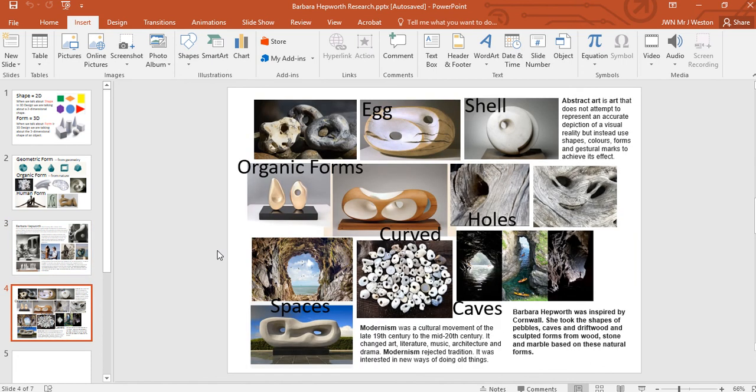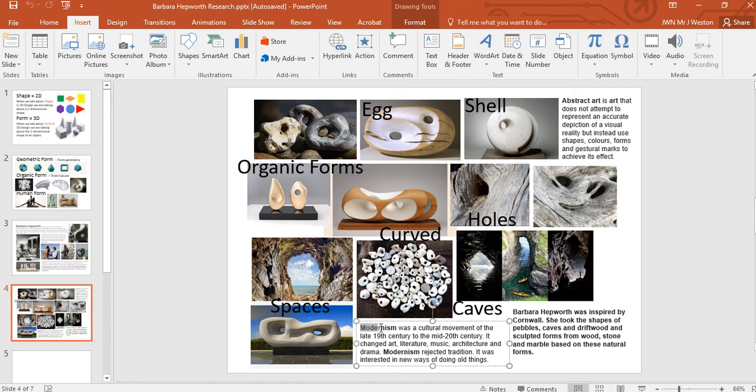And then the second slide I would like you to attempt is more of what we call a mood board, a collection of images. And what I've done here is I've talked about abstract art. So I want you to find out a definition of abstract art, because obviously her work is abstract. She's not carving exact replicas of humans or exact replicas of things she's found in nature. She is abstracting them. Her style is also seen as being modernist. So I'd also like you to find a definition for modernism.